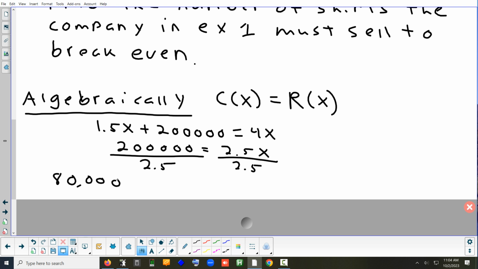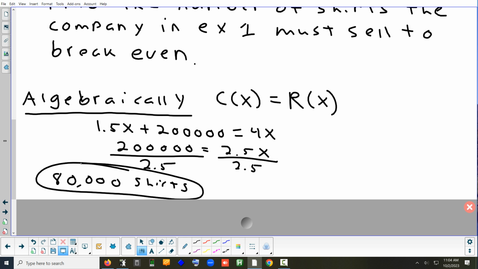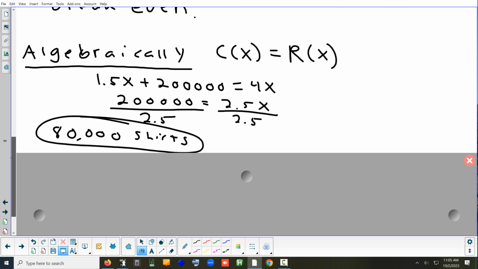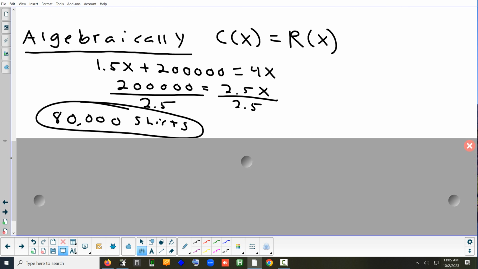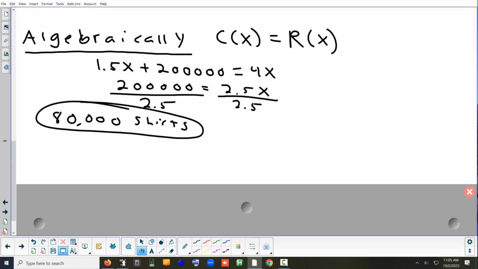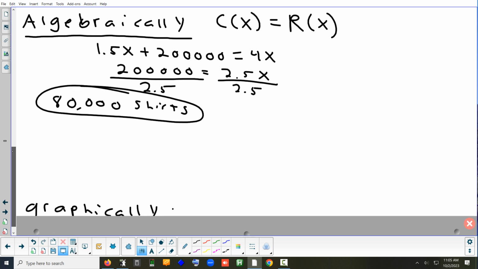Yeah, and what is that? 80,000 what? Shirts. Yep. We are working for Amazon. Yeah, so we got 80,000 shirts. That's what they have to sell to break even. If they sell more than 80,000, then they're making money. So algebraically, it's a pretty straightforward equation to solve. Okay, let's look at how we do it graphically.